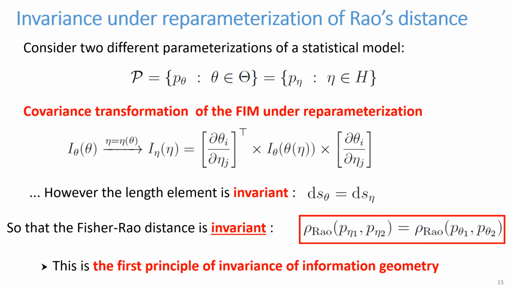We can show easily that the length element ds, whether expressed with theta or eta, matches. And thus the Rao distance does not depend on the parametrization. This is the first principle of invariance in information geometry.